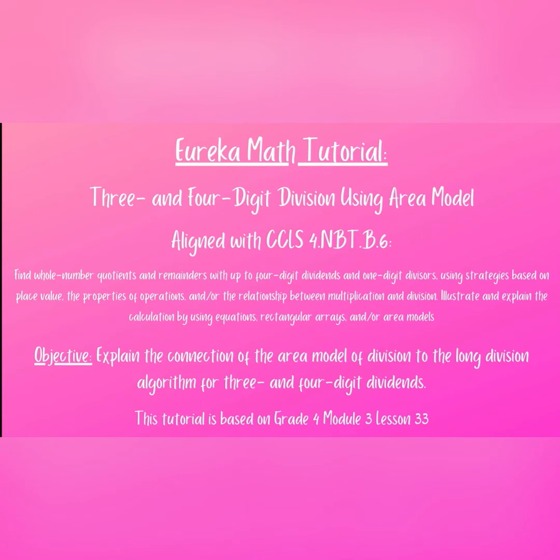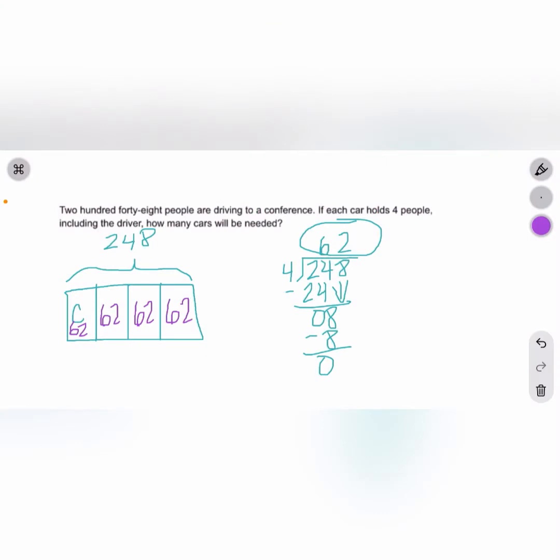Today, we are going to use the area model to divide with 3 to 4 digit numbers. Our objective is to explain the connection of the area model of division to the long division algorithm for 3 and 4 digit dividends. By the end of this video, you'll be able to divide using an area model and see the connection between area model division and long division. This lesson covers standard 4.NBT.B.6.